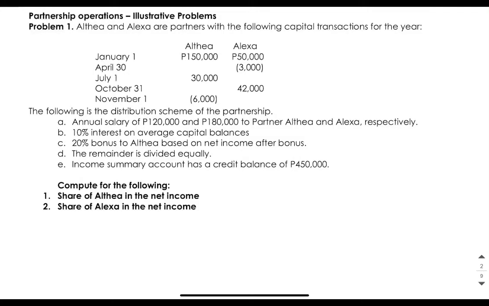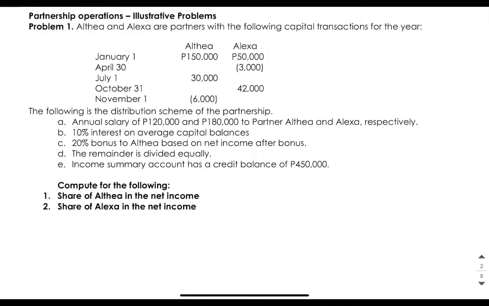Okay, so to illustrate accounting for partnership operations, let's solve problem number 1. Althea and Alexa are partners with the following capital transactions for the year. If it's positive, it means additional contribution, and for negative, it means capital withdrawal. The following is the distribution scheme of the partnership. You have here salary, interest, and bonus. Then the remainder is divided equally.